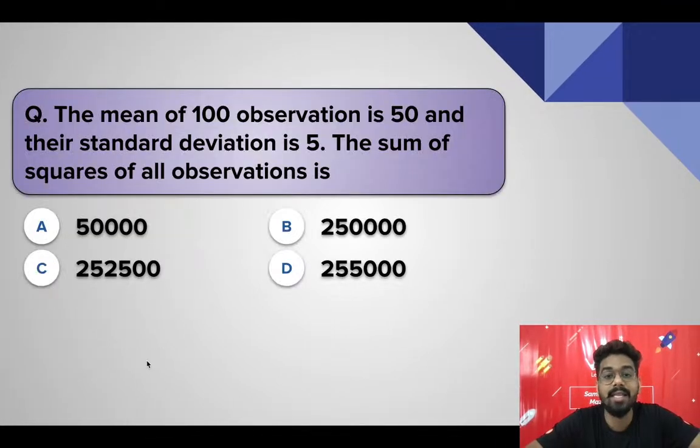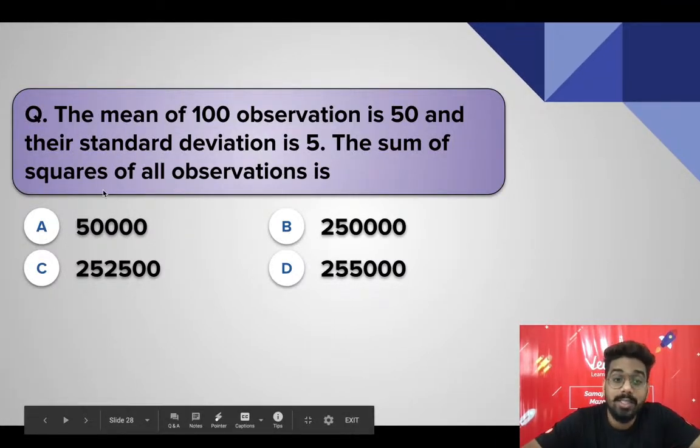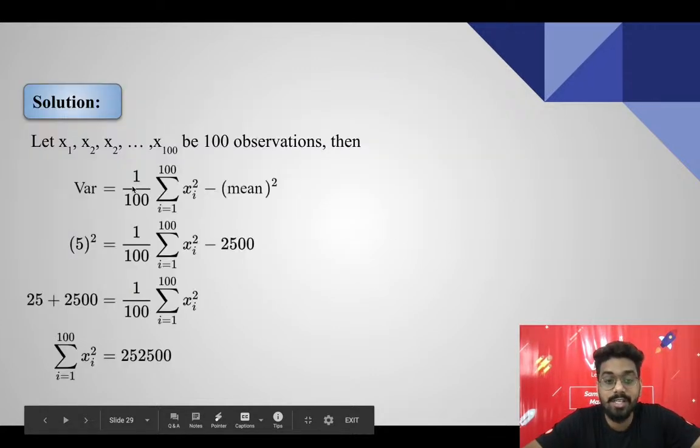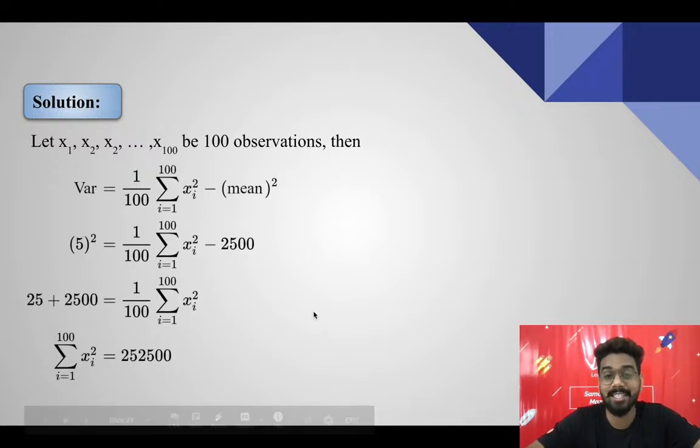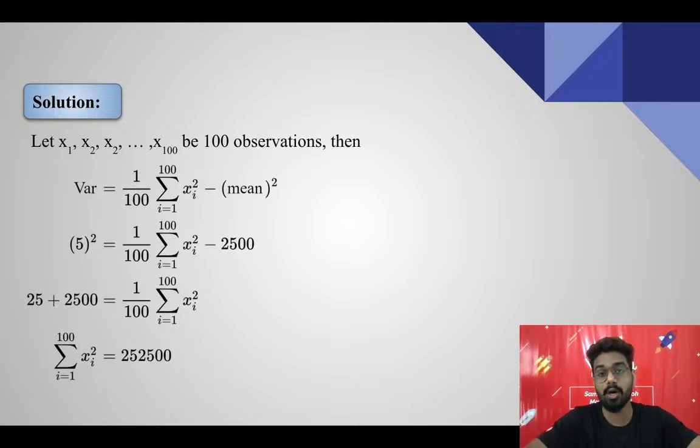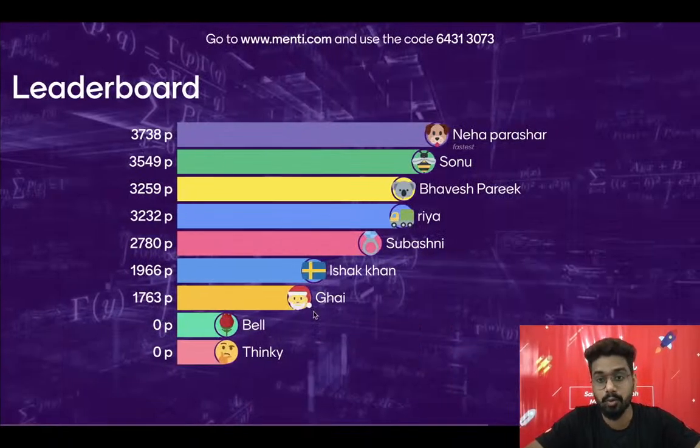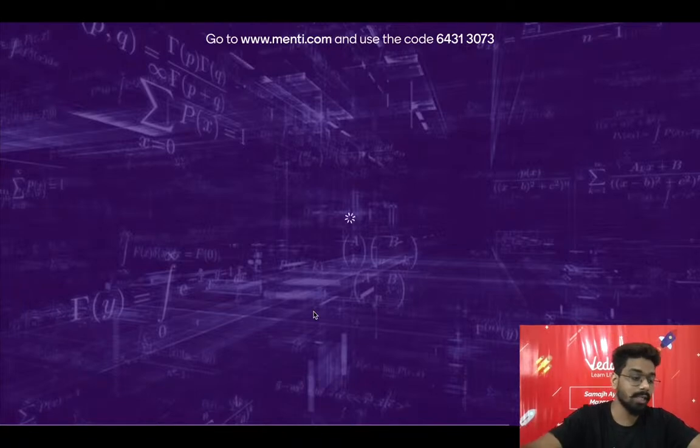Aapse poocha kya gaya tha? Sum of squares of all observations. That is what we are calculating: sum of squares of all observations. Is that clear to all of you or not? Nahi clear hai toh beta pooch lo, kahan nahi samajh mein aaya. I will make sure that you will understand this concept. So I think we should move on now to the next question.